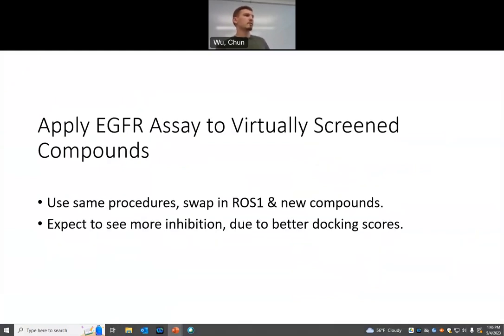So we take that information, we'd apply it to, we swap in basically ROS1 and then our top 5 compounds, and we would expect to see more inhibition due to the better docking scores compared to lorlatinib.